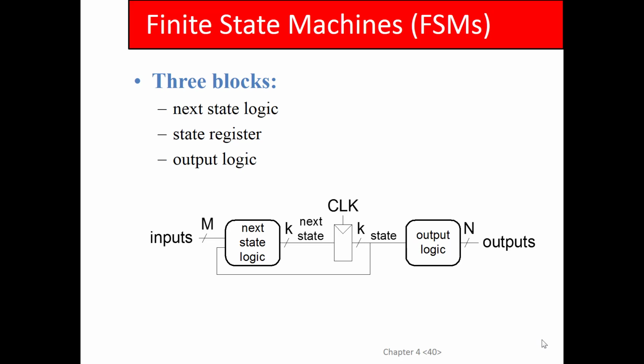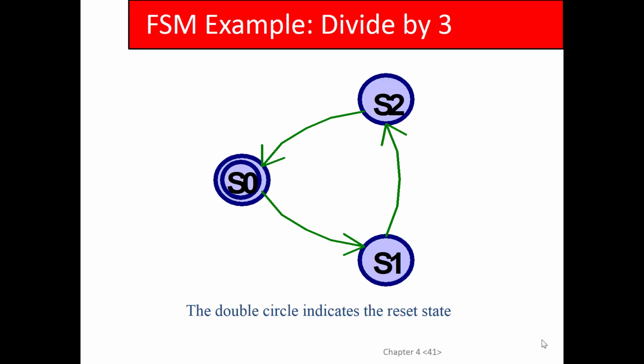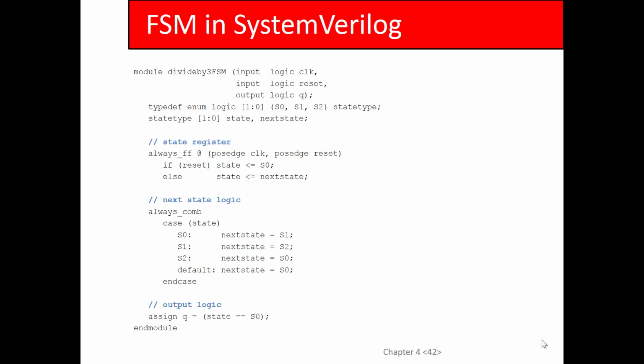OK, so here's an example. Got three states, S0, S1, S2. S0 is the reset. You can transition from S0 to S1 and from S1 to S2 and S2 to S0. And so we have this module here that is a divide by 3 finite state machine. So the purpose of this is to take a clock and divide it by 3.